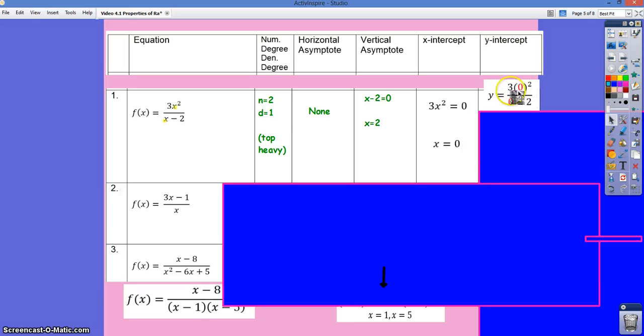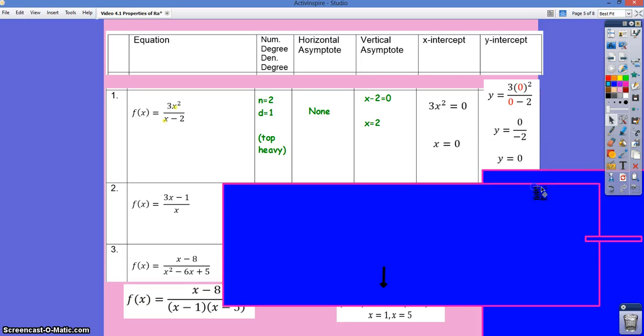Okay, let's simplify this. 3 times 0 squared is 0, times 3 is 0, over negative 2. If we have 0 divided by anything, it's 0. So we have a y-intercept at y equals 0. Okay, so there we did it. We found the asymptotes and the intercepts given an equation.